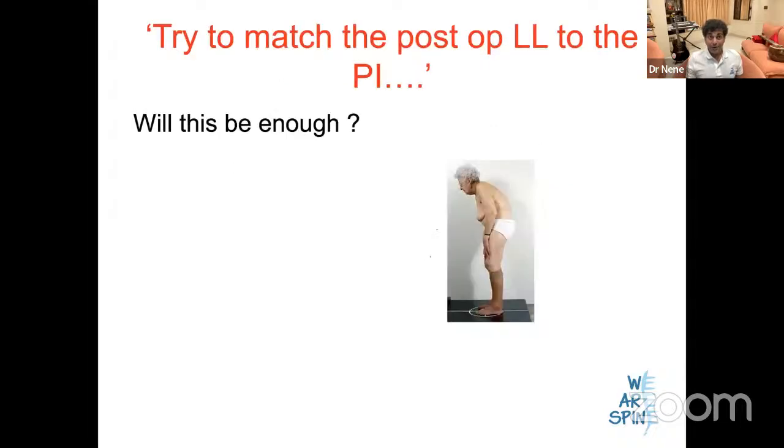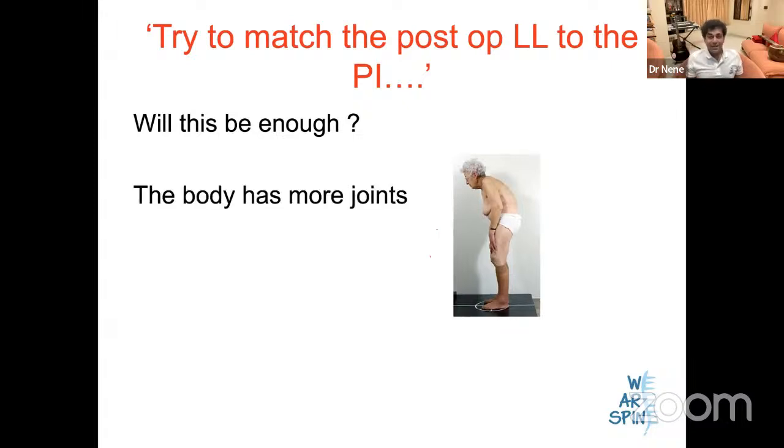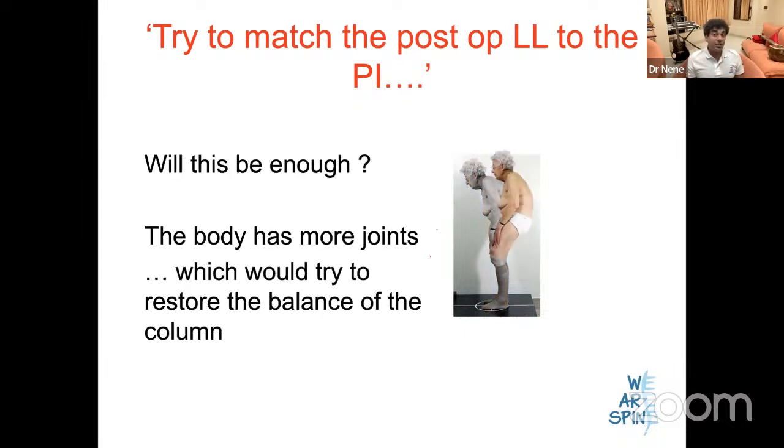Now, I'm going to lead you to the next problem. We have not solved the problem yet. Because we are only spine surgeons and we look at the spine. So we say PI, lumbar lordosis, set. I match the lumbar lordosis to the PI and I'm set. But the person is not a spine. The person is a person. He has multiple other joints. And hence, I draw you to the next part of the thinking that you should do, which is that you look at the patient as a whole.